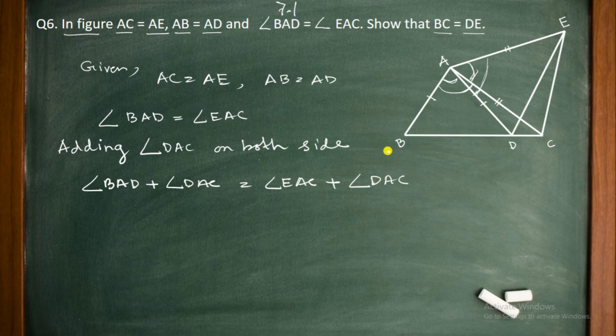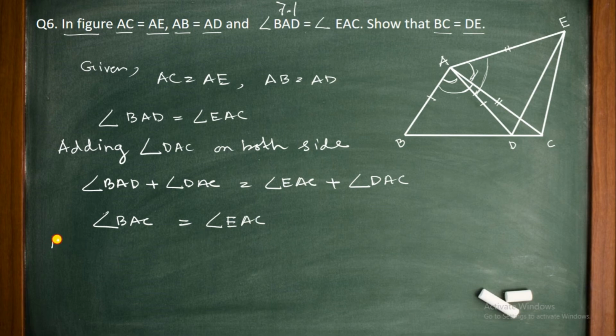So you can see that BAD, this angle, plus this angle, will be equal to BAC. So here you can write angle BAC is equal to, again, EAC plus DAC, which will be equal to DAE or EAD. So you can write here EAD. So we have proved this one.